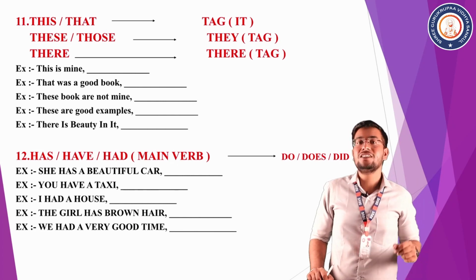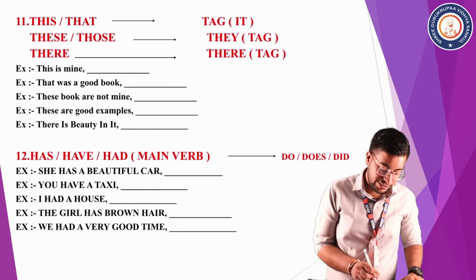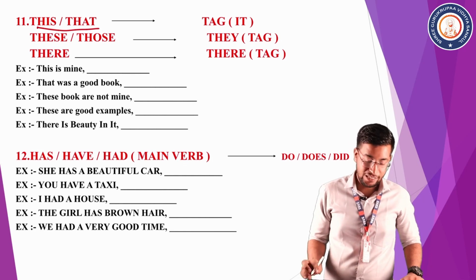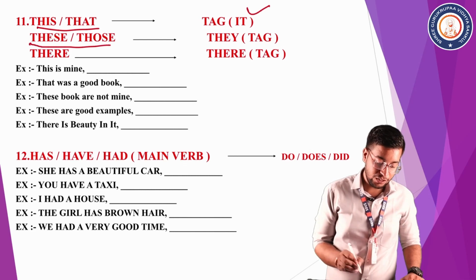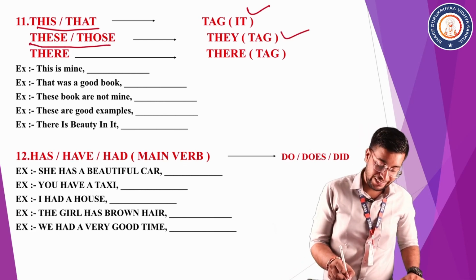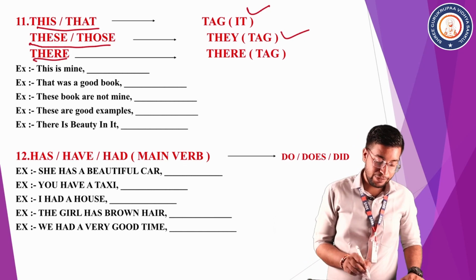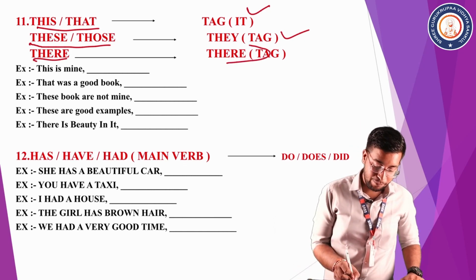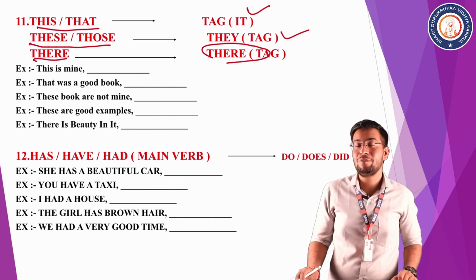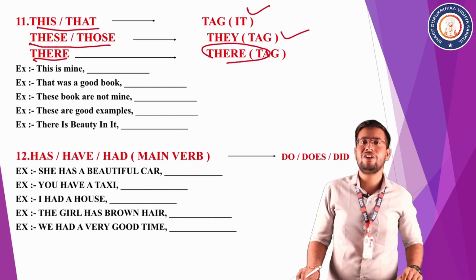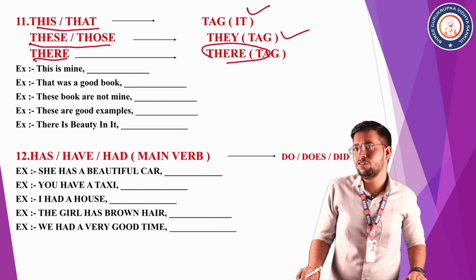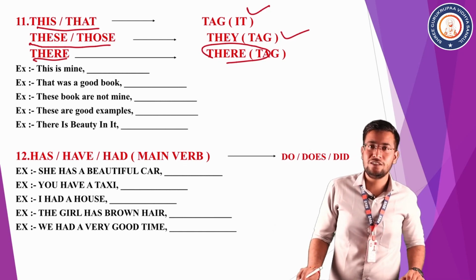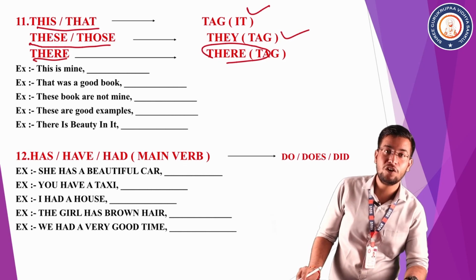Now, dear students, let's move to another rule of question tag. Our rule says if our statement begins with "this" or "that", then we will use "it" in the tag. If our sentence begins with "these" and "those", we will use "they" as a tag. If our statement begins with "there", then it will remain "there" only. Now let's implement this rule in the examples, then it will be very easy for you to understand. Our first example is, this is mine. Now tell me what the helping verb is? Finding the helping verb is very easy, dear students. So our helping verb is "is".